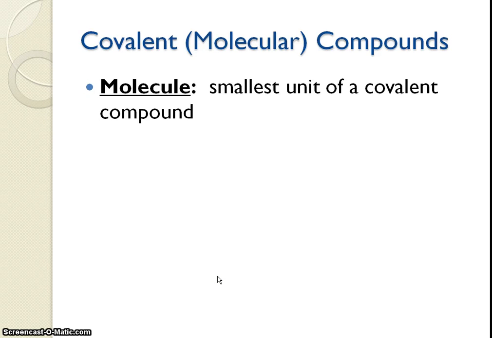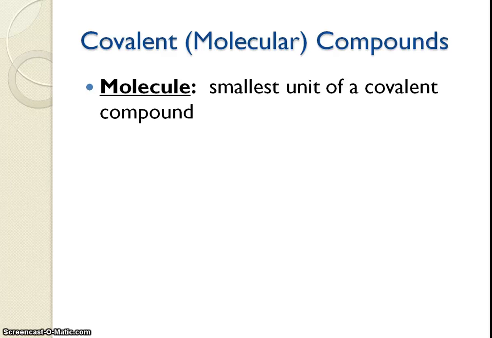For a covalent compound, the smallest unit is called a molecule, which is different from ionic. So just to review, for ionic, we talked about the smallest unit being called a formula unit, and it doesn't actually exist as an independent unit, even though it has the word unit in it. It's very confusing, but it's actually a ratio. So when you see the word formula unit, you need to think ionic and ratio. It's a ratio of ions.